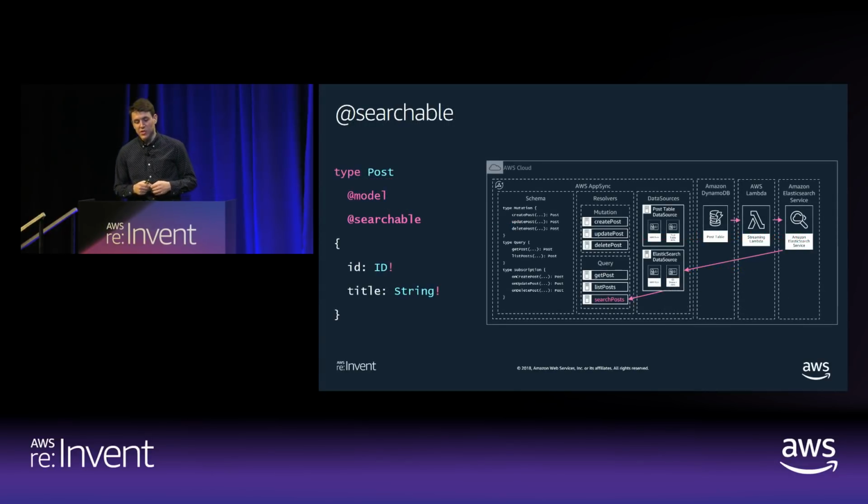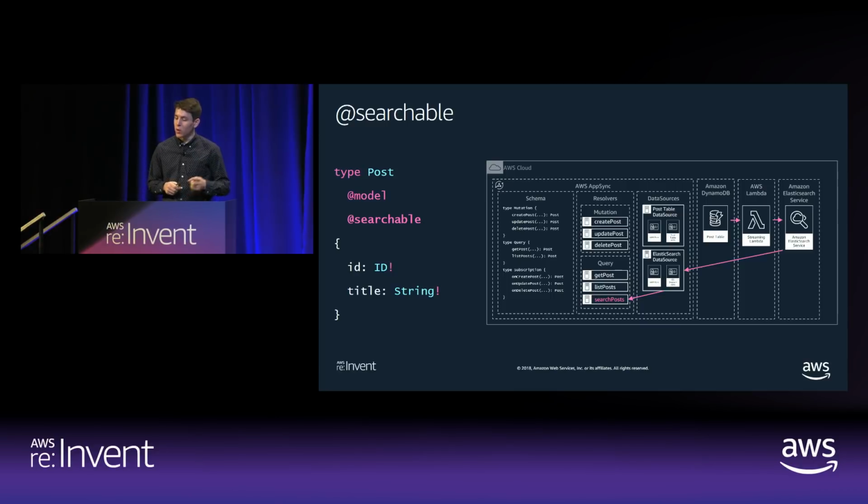The next one is searchable. This one is more advanced. What this does is it takes a model and it'll actually stream data of that model type into an Elasticsearch cluster running on Amazon Elasticsearch Service. The way that it does that is it's going to create a DynamoDB stream off your DynamoDB table that's holding your model object. We're going to provision a Lambda function that listens to that DynamoDB stream, and it's going to move that information into an Elasticsearch instance that was actually provisioned for you as well.